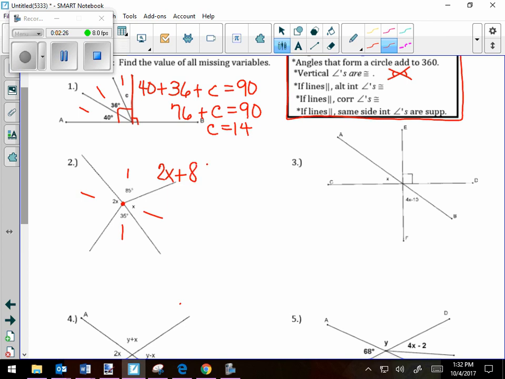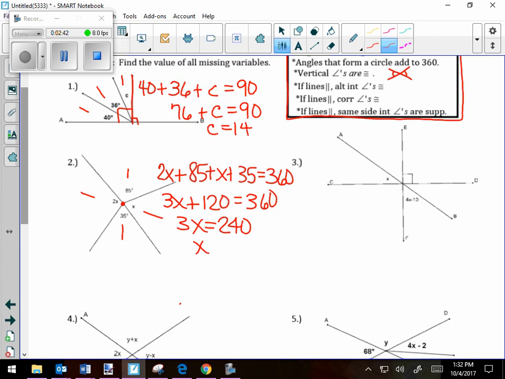So this is x plus 85 plus x plus 35 equals 360. So 3x plus 120 equals 360. 3x equals 240 when I subtract, and I end up getting that x is 80. And in this case, they did ask me to find the missing variable, so that is my final answer.